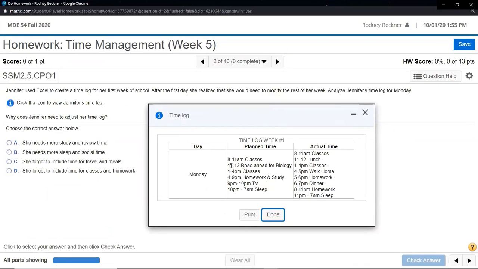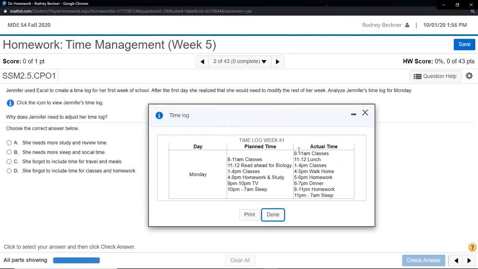So let's see what we got here. Monday, from 8 to 11, we have classes. That was the planned time. The actual time was 8 to 11. Notice that this time log has a planned time and an actual. So not only do you plan ahead of time what you think it's going to look like, you go back and record, well, I thought 11 to 12 was going to be read ahead for biology, but man, my stomach was growling. I got to get some lunch. I mean, some people can have a, quote, working lunch and manage to get some studying time done. Not everyone can do that, though, so it's another case of you need to know yourself.